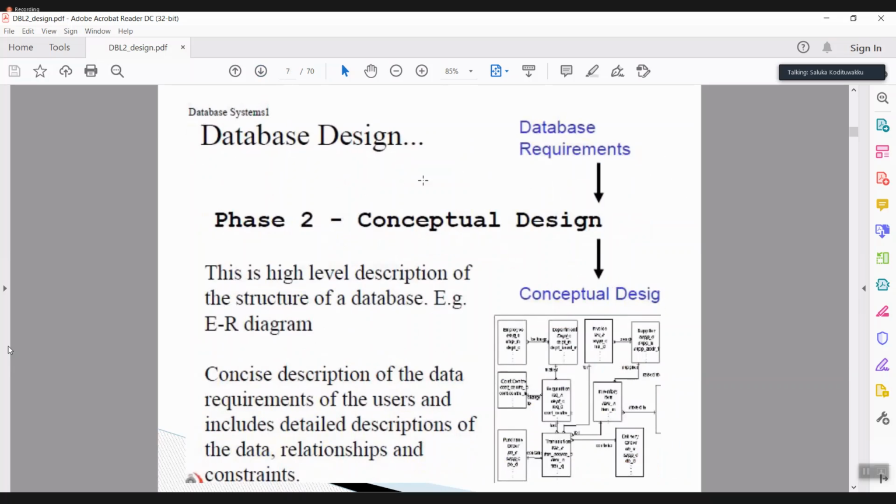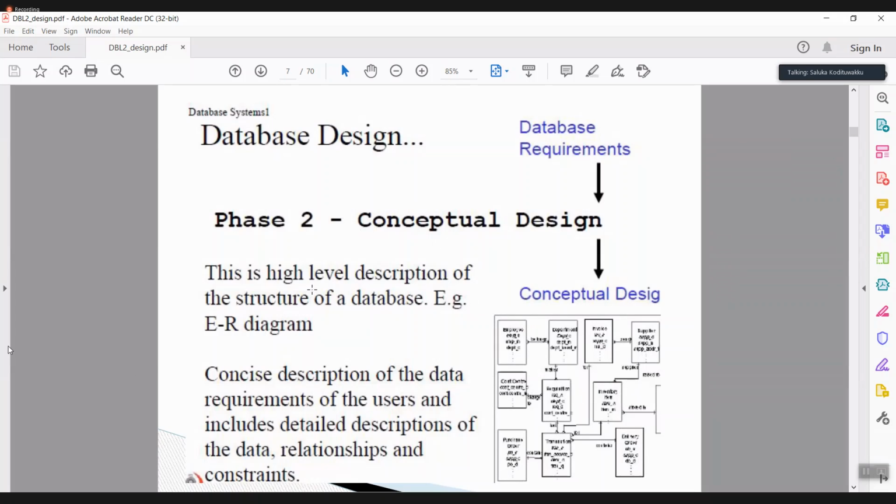And our concentration is the database design. After completing the database requirements, we identify the relevant entities, attributes, and so on. Then we move to phase 2, that is the conceptual design. In conceptual design, as I mentioned, that will give you a representation of the database. What the entities are, how they relate, and those kinds of things are there.